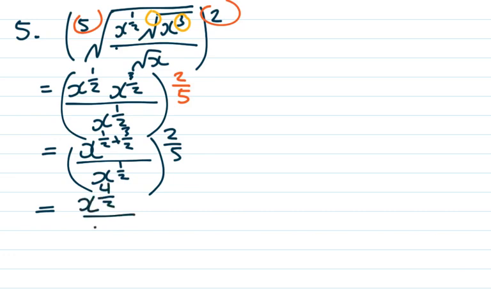X to the power of 4 over 2 divided by x to the power of 1 over 2, all to the power of 2 over 5. Now I can subtract the exponents inside the bracket because they have the same base. So I have 4 over 2 minus 1 over 2, which is 3 over 2.